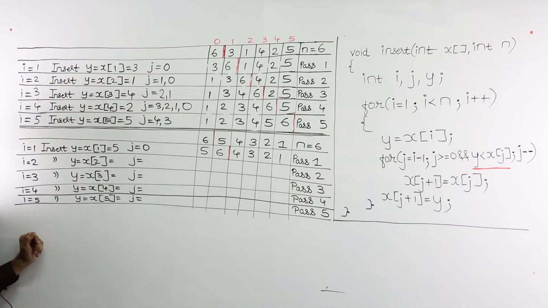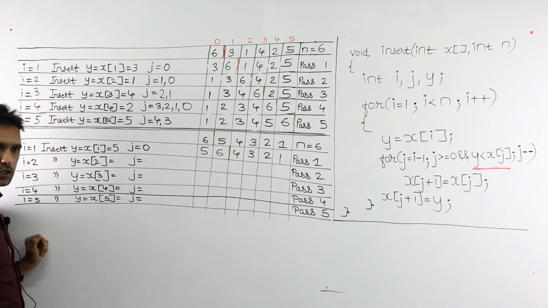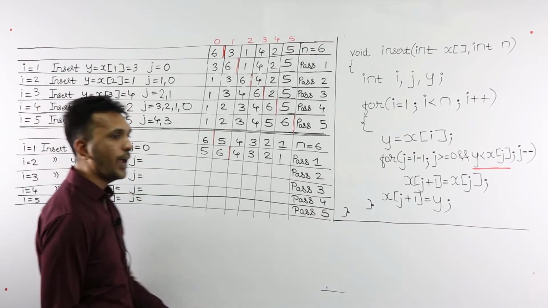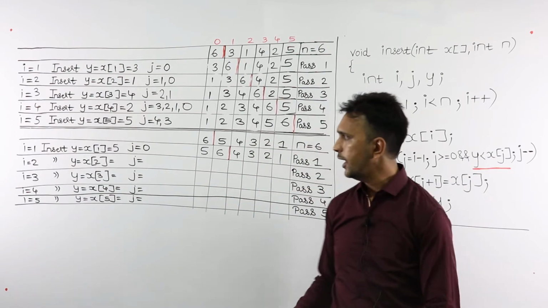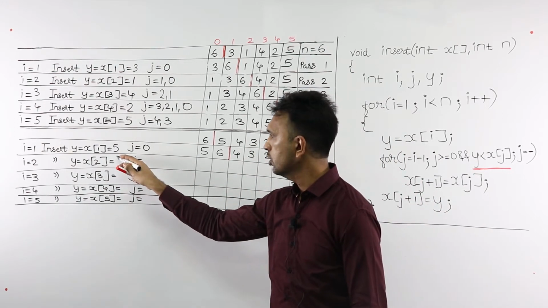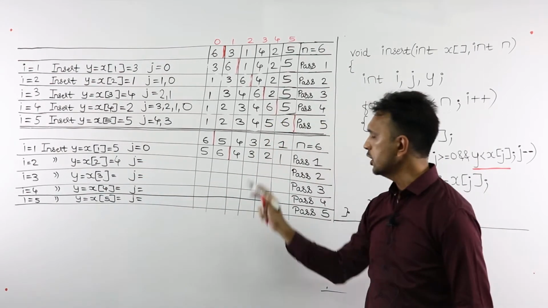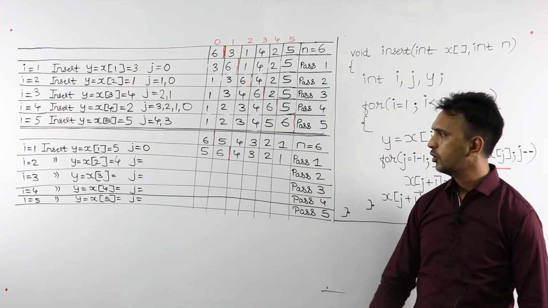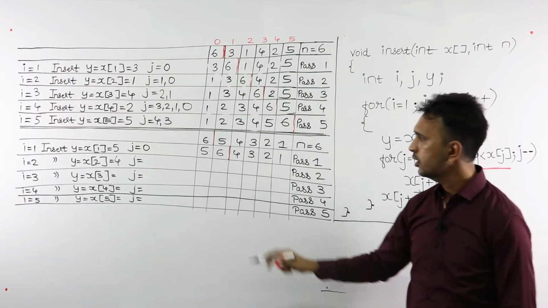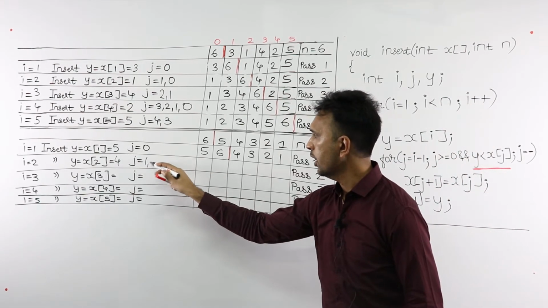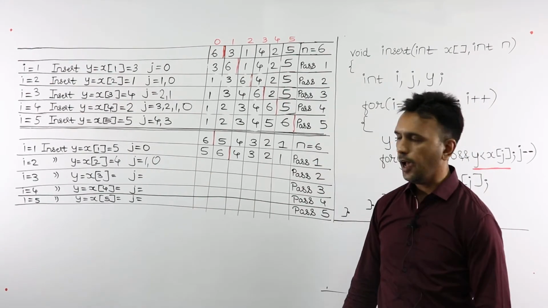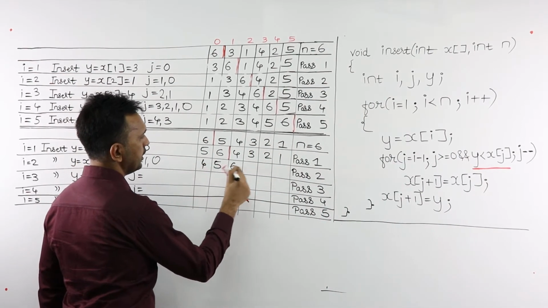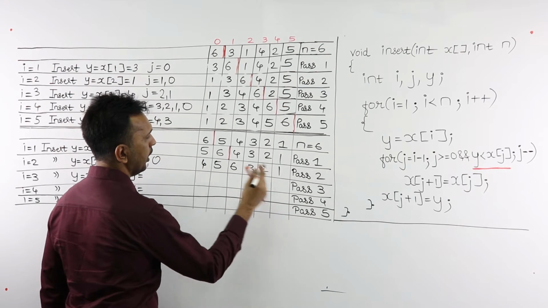Don't copy now, look here. Once that is over, what is the next y? The next y is 4. So, you will do the comparison. Is 4 less than 6? True. Is 4 less than 5? True. So, j will be 1 and 0. And after that, you have 4, 5, 6, 3, 2, 1.